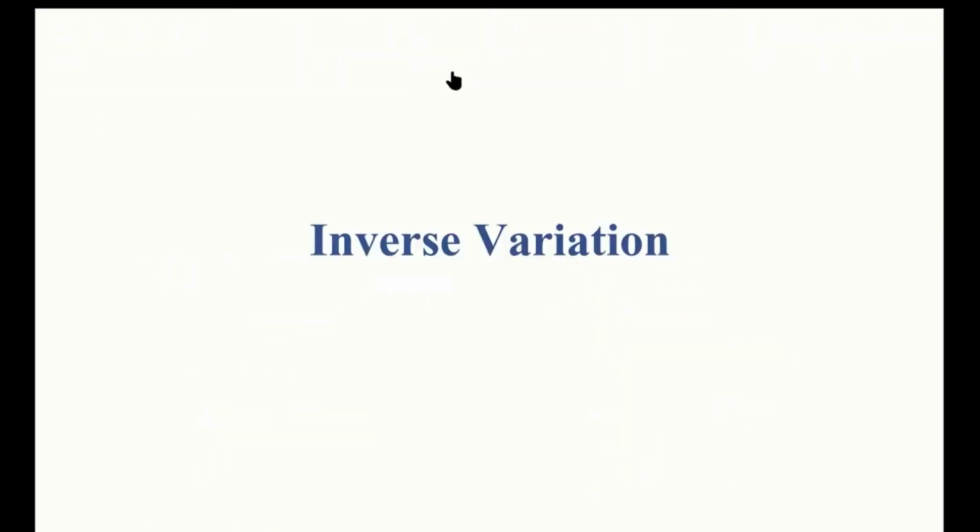The next type of variation we want to talk about is inverse variation. Now, in direct variation, quantities go up together and they go down together. The exact opposite holds for inverse variation.